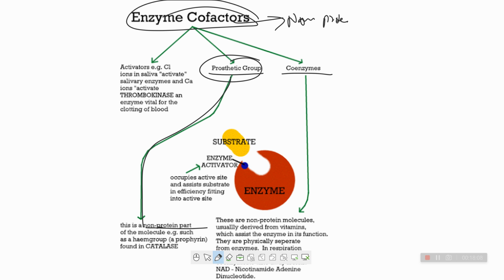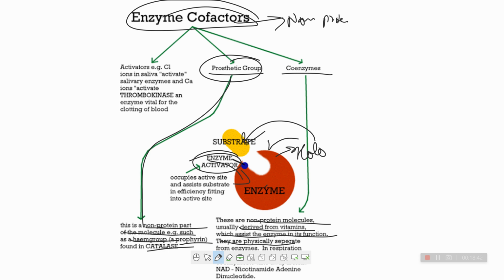So, what is a prosthetic group? A prosthetic group is a non-protein part of the molecule, such as the heme group, porphyrin or catalase, right? And coenzymes are a non-protein part usually derived from vitamins, which assist the enzyme in its function. They are physically separate from the enzyme, right? This is the enzyme and this is the enzyme activator, that is a cofactor. When they combine, they are called a holoenzyme, and this holoenzyme binds with a substrate and increases the rate of reaction. Activators such as chloride ion in saliva activate salivary enzyme, and calcium ion activates thrombokinase in blood clotting.